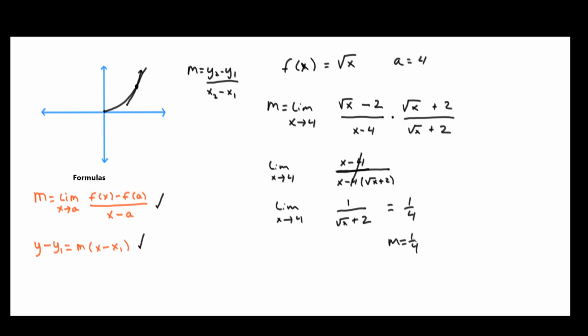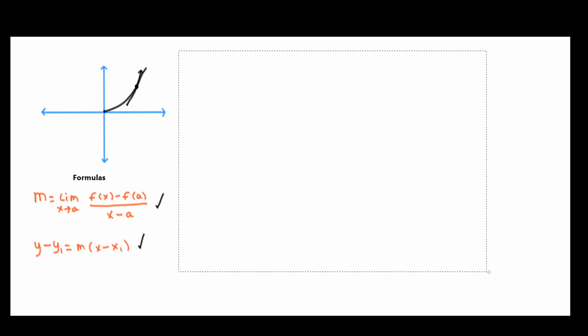Now in order to actually use this slope formula to find an equation of the tangent line, we need to have a specific point. So for our next example, we'll have a specific point on the curve where we can go through the whole thing.